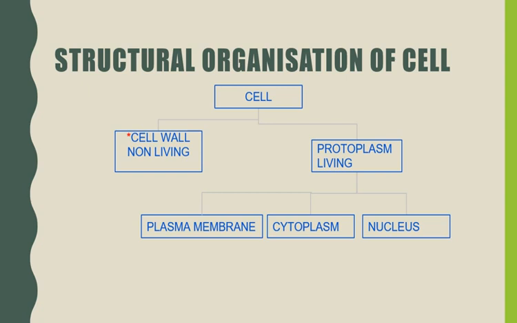Now, the living component is universal. Protoplasm has to be present in any cell, be it a plant, animal or any microorganism. But the non-living component or the cell wall is not present in all organisms. Cell wall is present only in plant cells and fungi. Even in plant cells and fungi, the nature of the cell wall is different, and this we'll be doing later on when we study in detail the structure of the cell wall.